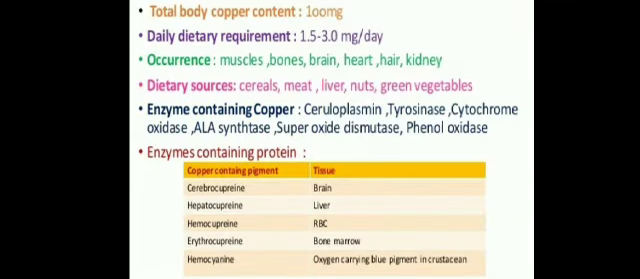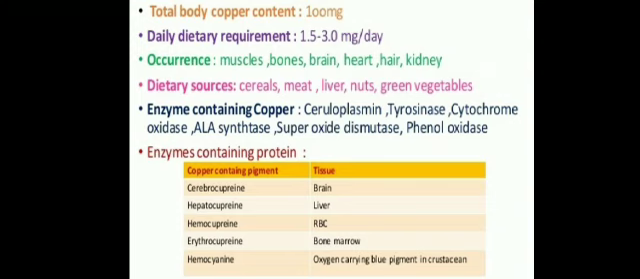The total body copper content is 100 milligram. The daily dietary requirement is 1.5 to 3 milligram per day. Copper occurs majorly in muscles, bones, brain, heart, hair, kidney and liver. The dietary sources of copper are cereals, meat, liver, nuts and green vegetables.